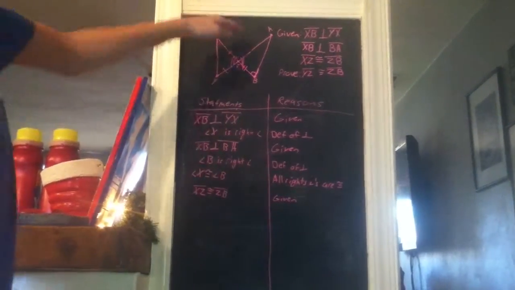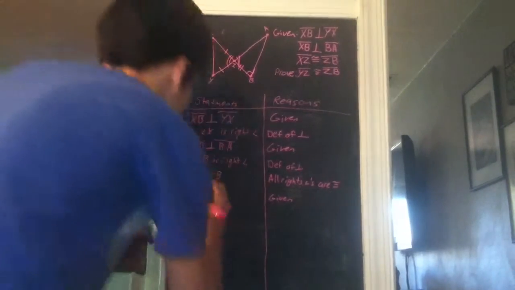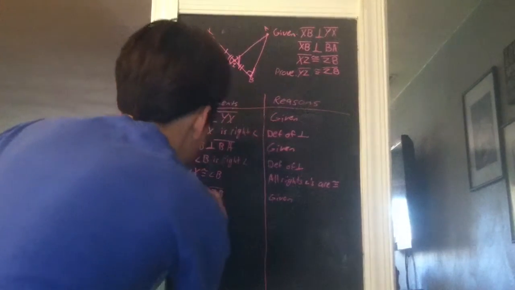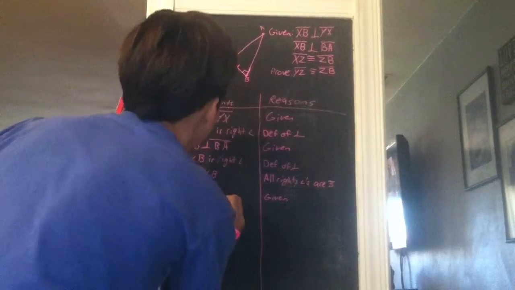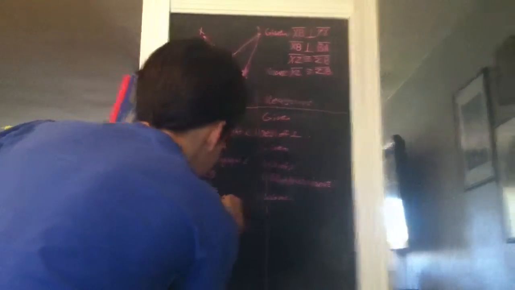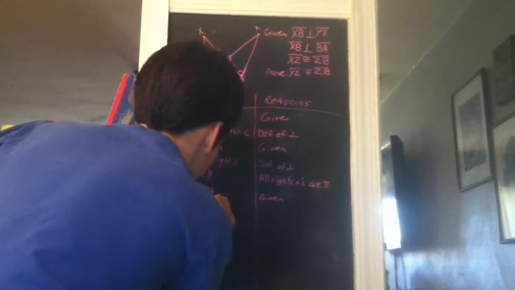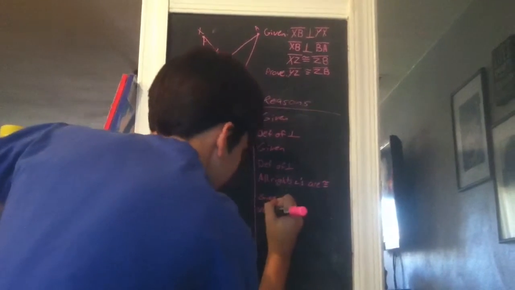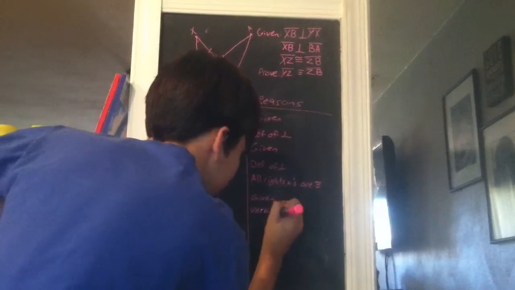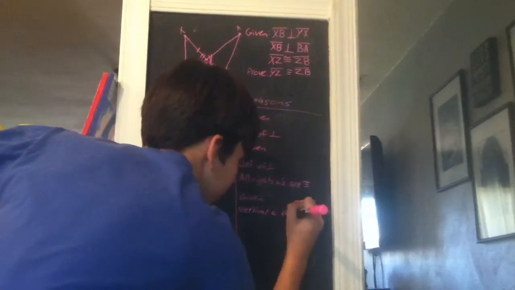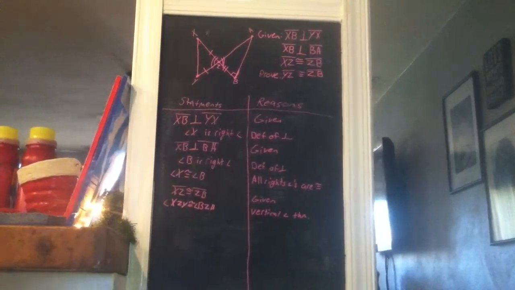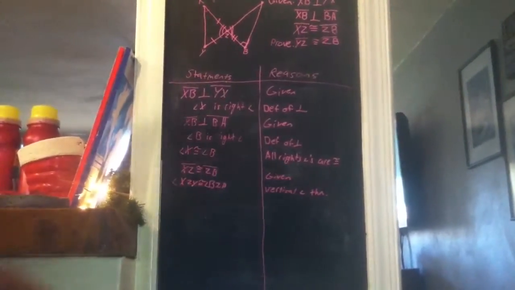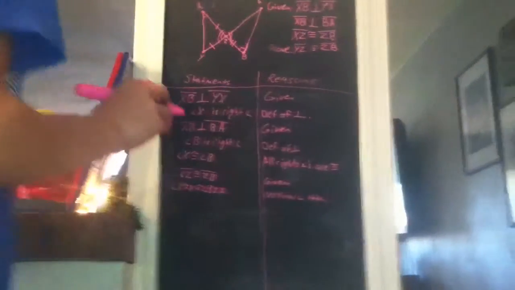So we'll use the vertical angle theorem to state that angle XZY is congruent to angle BZA by the vertical angle theorem. We have concluded all the statements we need.